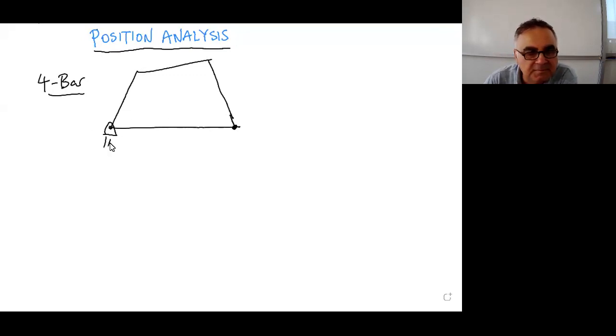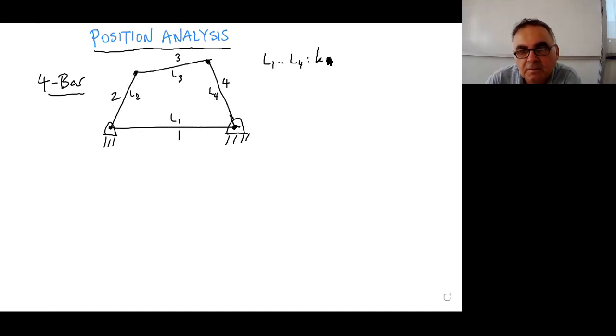This is the fixed link. So this is one, two, these are revolute joints, three and four. Let's say that the lengths of each of the links are L1, L2, L3 and L4. L1, L2, L3, L4 are known, okay? These don't change. We know that this is a 1 degree of freedom mechanism. So let's say that this angle is theta.